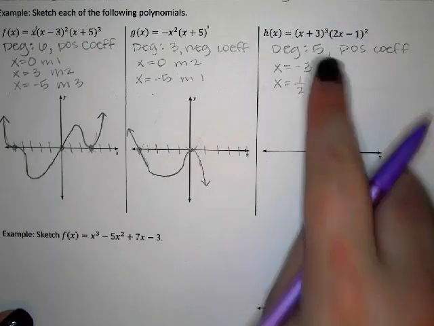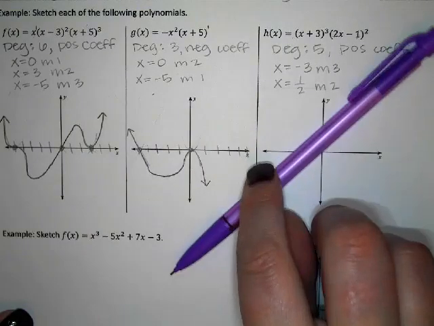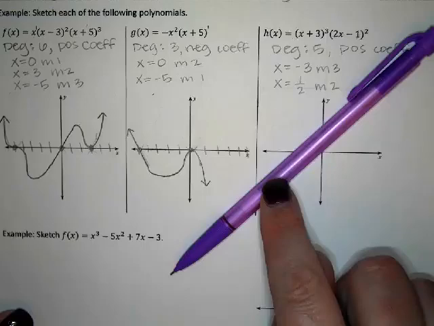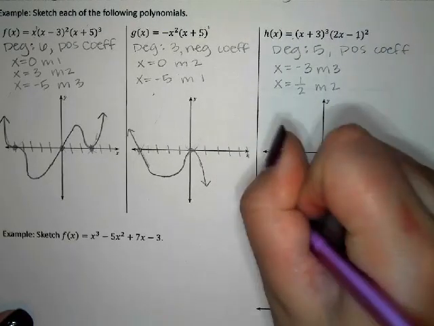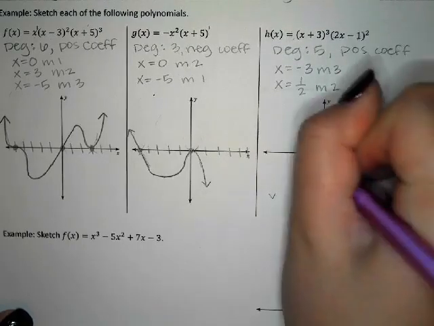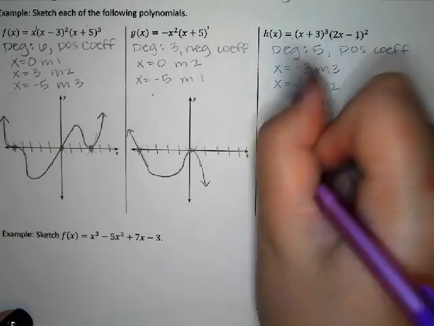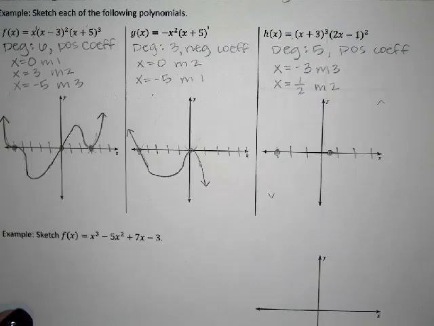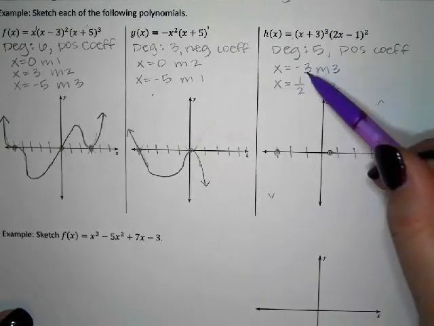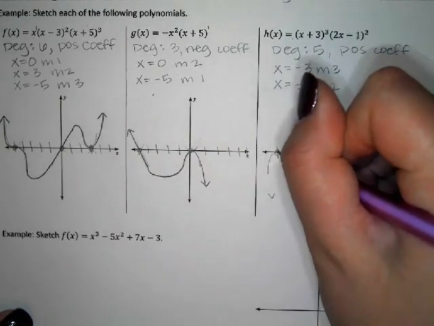So odd number degree means that the arrows are going to go opposite directions. And then a positive coefficient means we're going to have a positive slant or a positive slope there. So the starting arrow will go down, the ending arrow will go up. So there's -3, there's positive 1/2. And so through -3, we have that multiplicity of 3. So we're going to go up and kind of level out and go up.